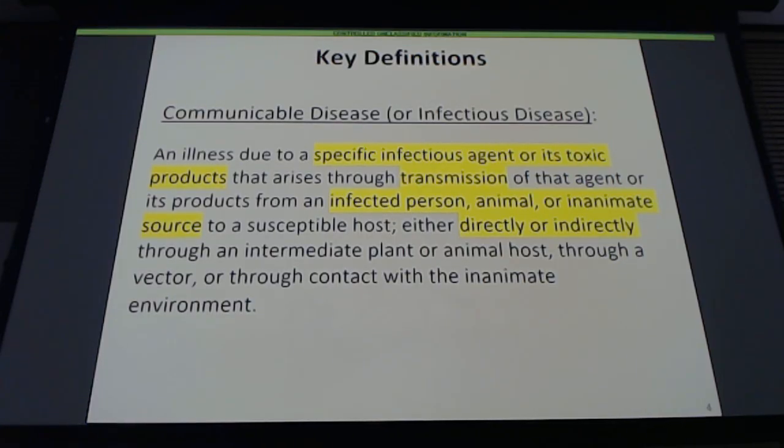This one is basically the definition for communicable disease: a specific infectious agent or its toxic products, right? Some of those are these toxins inside of our body. Okay. From an infected person, animal, or inanimate objects. Remember, fomites can also spread communicable diseases, whether it be directly or indirectly. Right. And that could be from bacteria, viruses, parasites, or fungi. Okay.